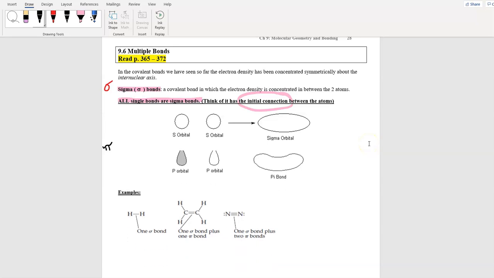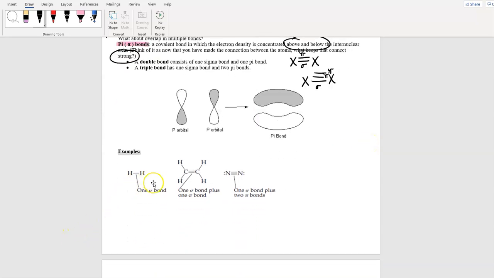So let's do some examples. Right here, I put in your notes, if I had a diatomic hydrogen, that initial connection between them, well, that's the sigma bond. You always have to have a sigma bond. But the more you have, then you have pi bonds.